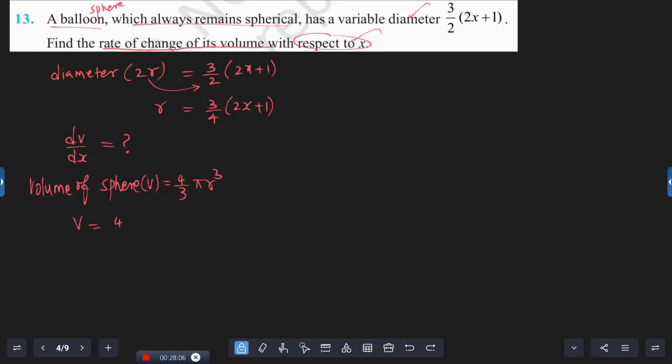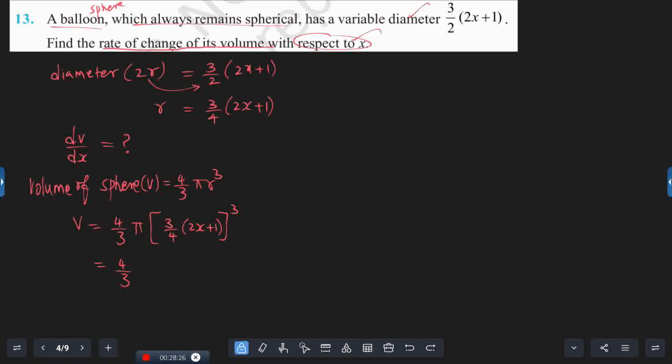V equals 4 by 3 pi. The r value they have given is 3 by 4, 2x plus 1, whole cube. Okay, r cube, whole cube. Now it is everything in terms of x. Now you can differentiate easily. Before that, apply the power.